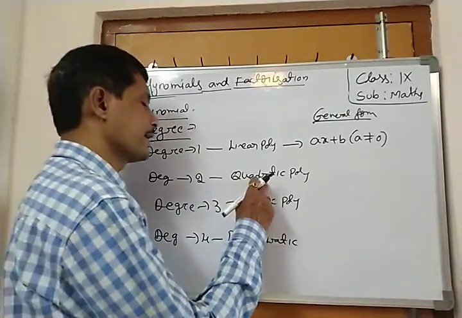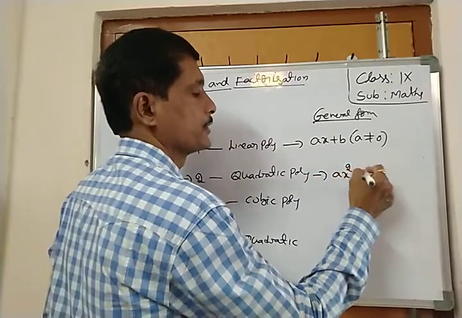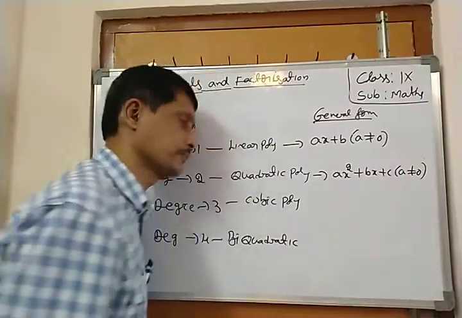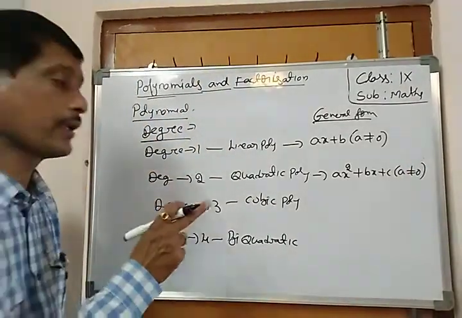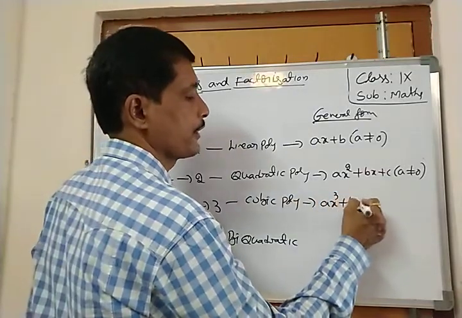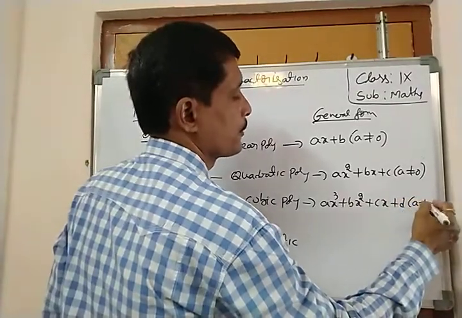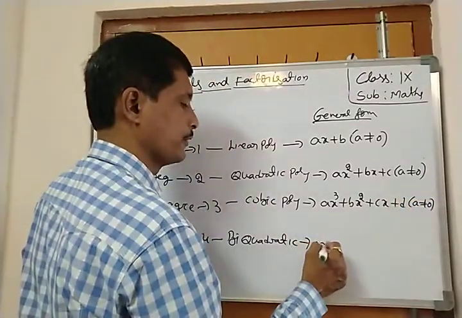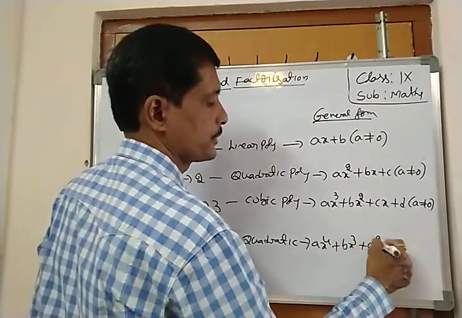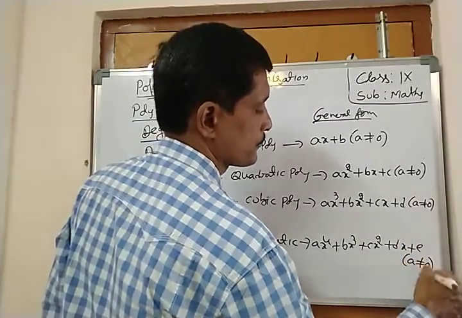Next, degree is 2, that is a quadratic polynomial, general form is ax square plus bx plus c where a not equal to 0. Next, degree is 3, that is ax cube plus bx square plus cx plus d where a not equal to 0. Next, biquadratic, ax power 4 plus bx cube plus cx square plus dx plus e where a not equal to 0.